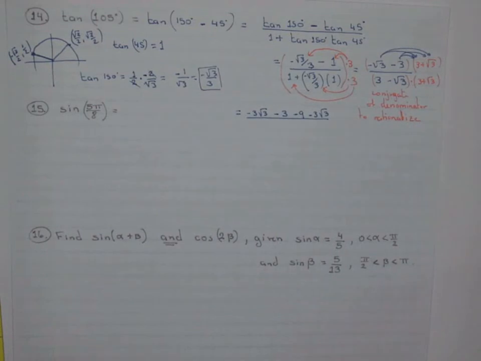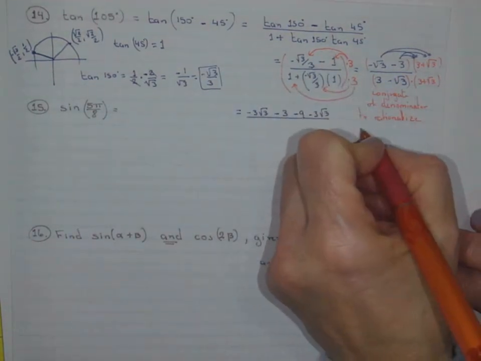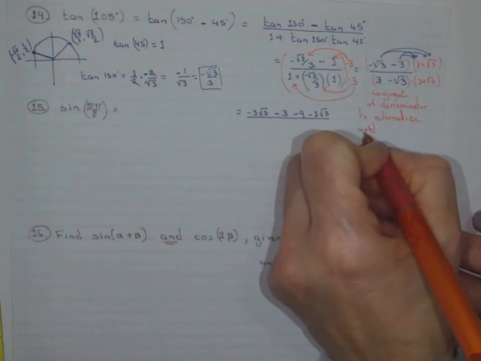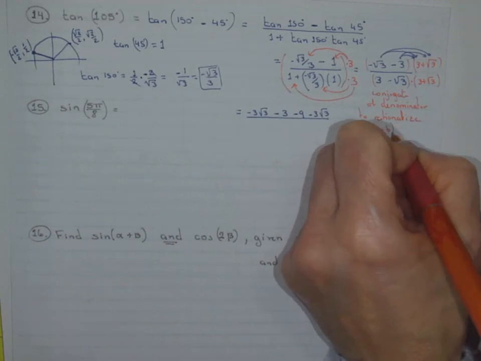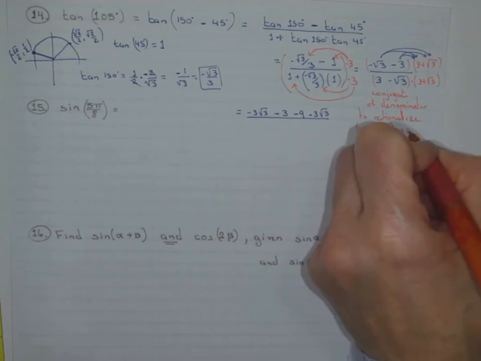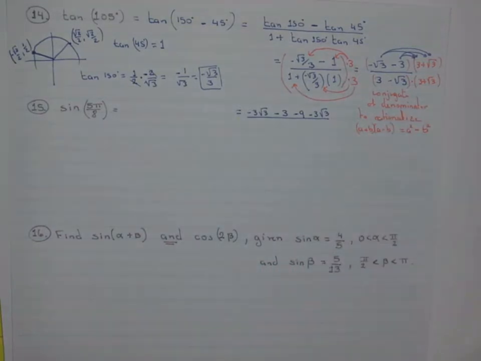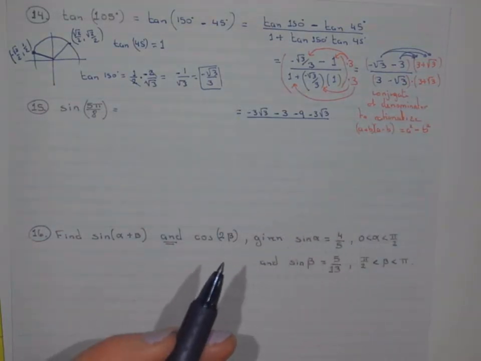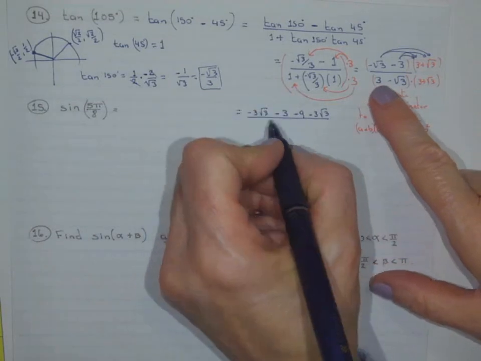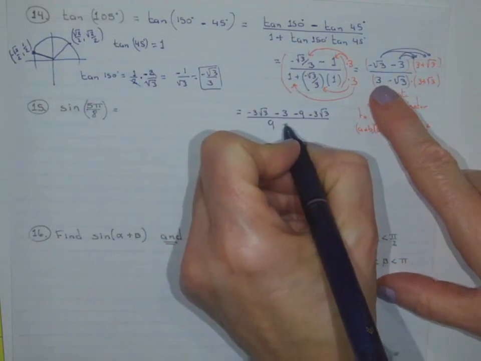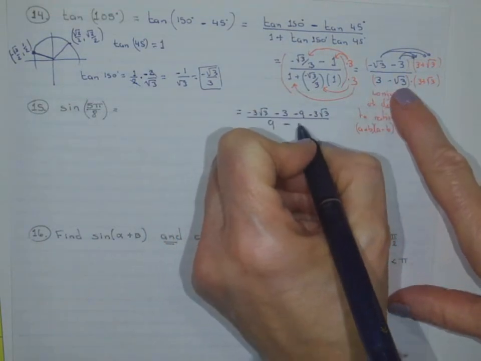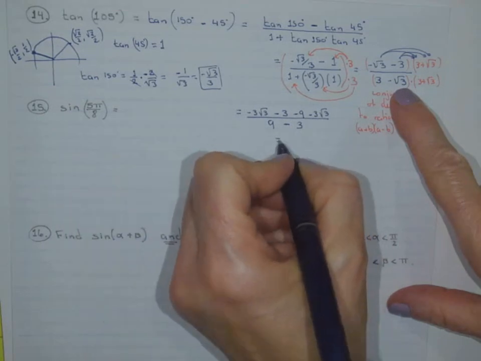Because when you multiply conjugates, you need to recall that a plus b times a minus b is equal to take the first one and square it, minus take the second one and square it, right? That's what conjugates do. So I'm going to say take the first one and square it, which is 9, minus take the second one and square it, that will just be a 3.